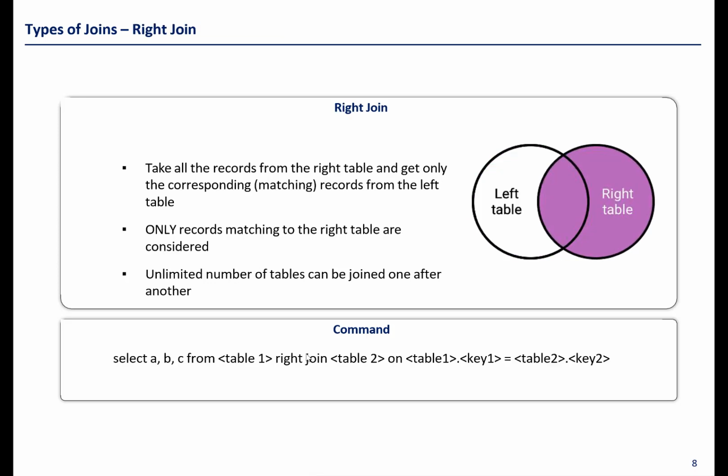Next, we will learn about the right join. This is rarely used in practice and in fact it is very similar to the left join. You can in fact switch the tables to perform a left join instead of a right join, and that's what most data scientists do. And that's the reason why this is rarely used. Some points to note about the right join are: it takes all the records from the right table and gets only the corresponding matching records from the left table. Second, only records matching to the right table are considered. And third, an unlimited number of tables can be joined one after another.